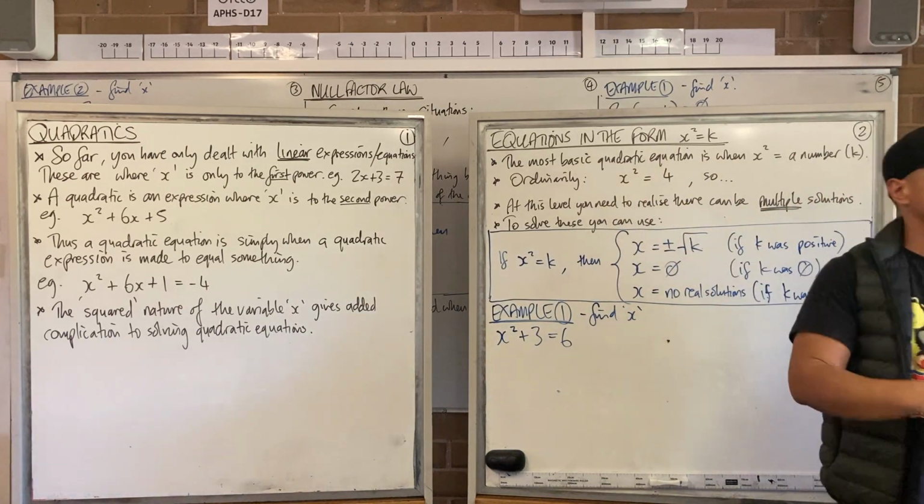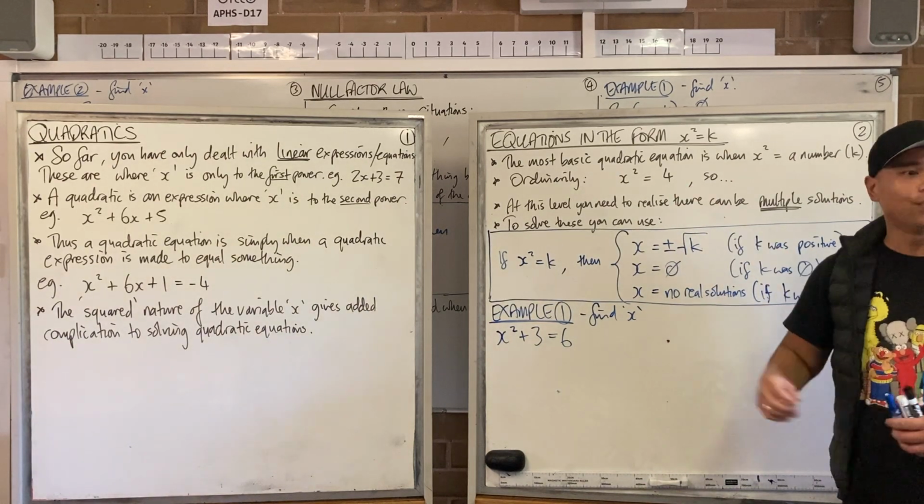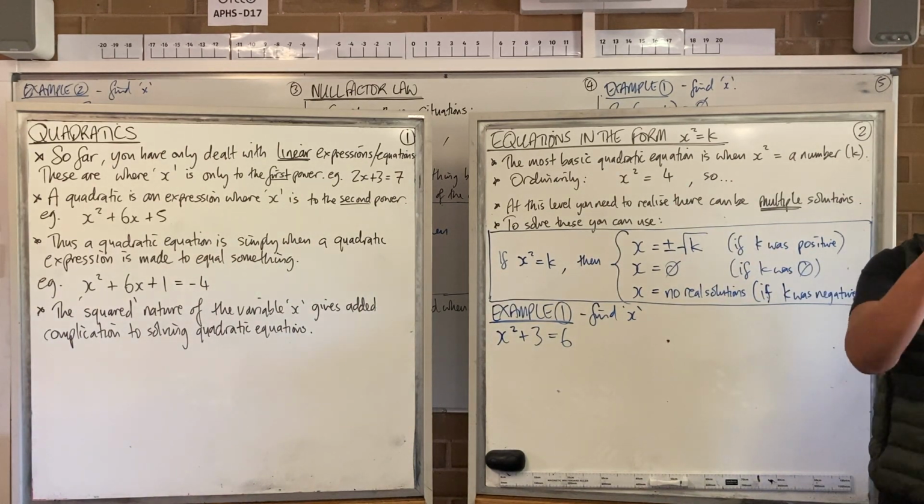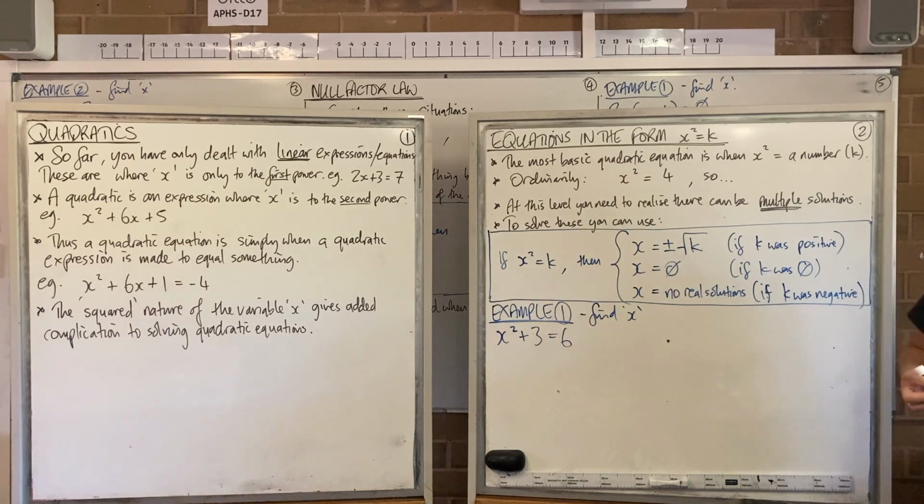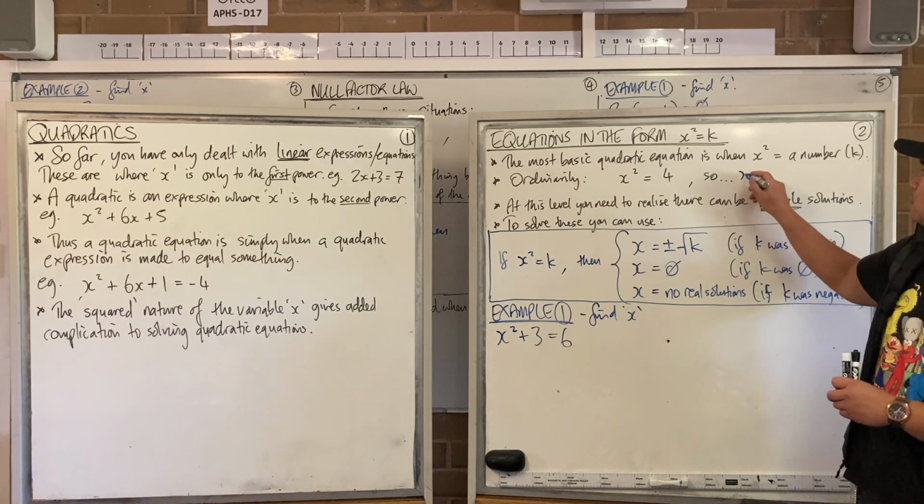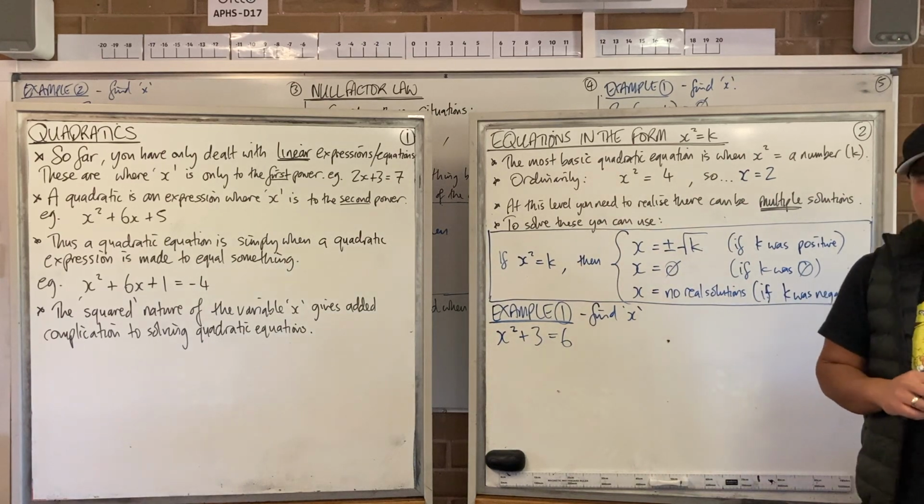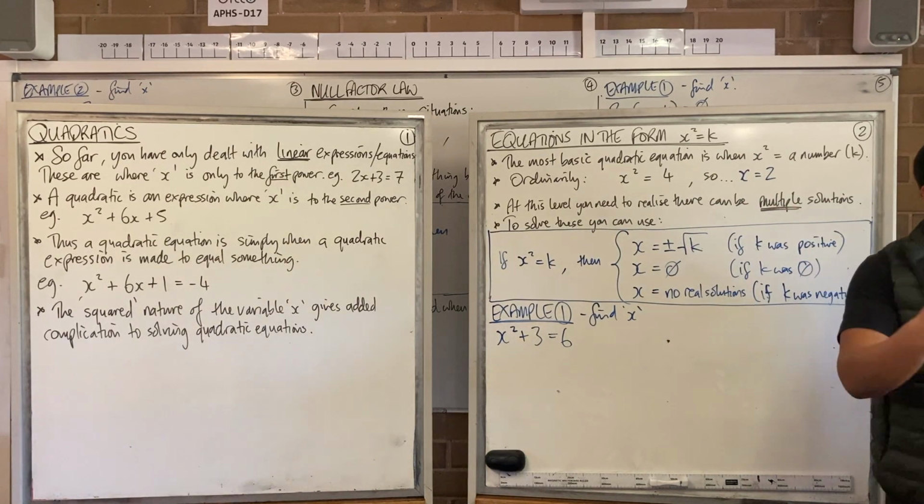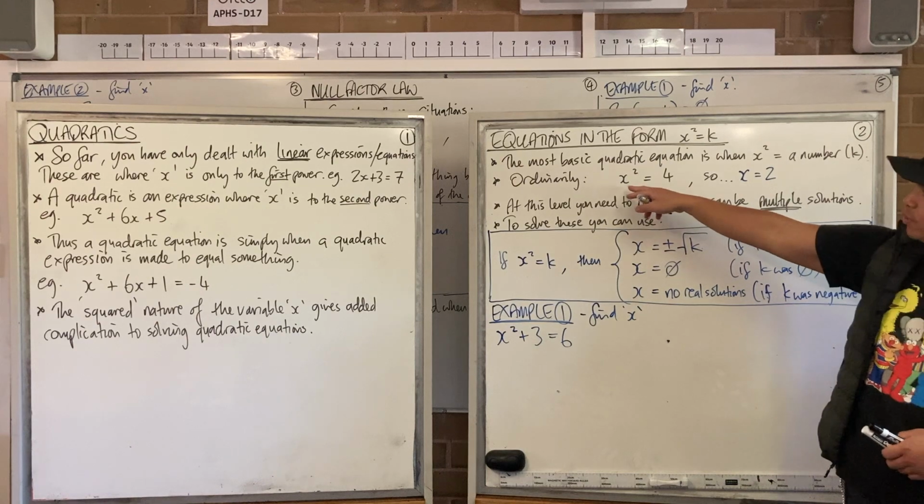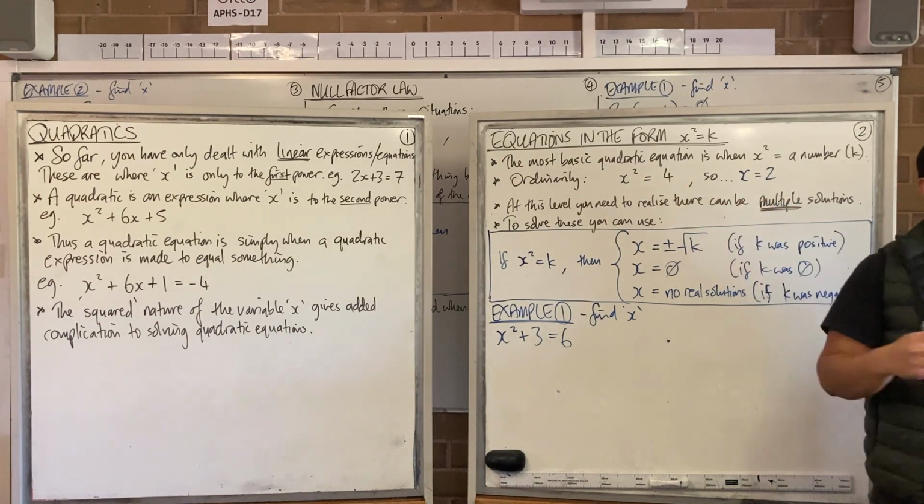Ordinarily, you should be able to answer this. x squared is equal to 4. So what would x be? Yes? 2? Does anyone know what the opposite of squaring something is? Square root. So yeah, you would type square root in your calculator. Square root of 4 is equal to 2.